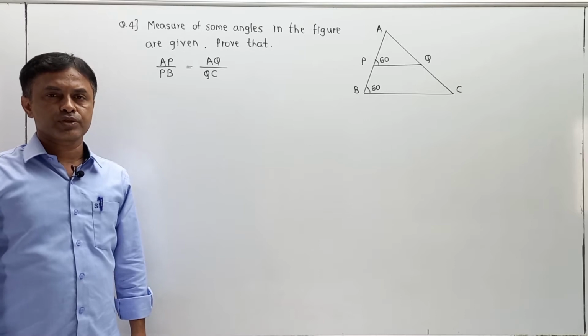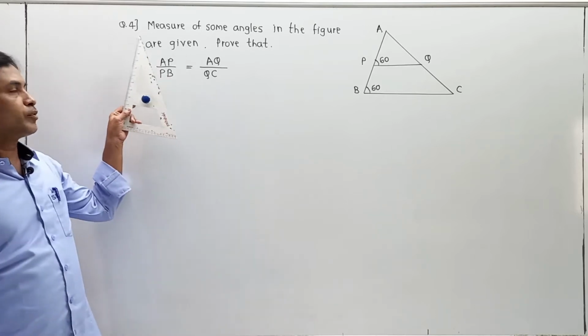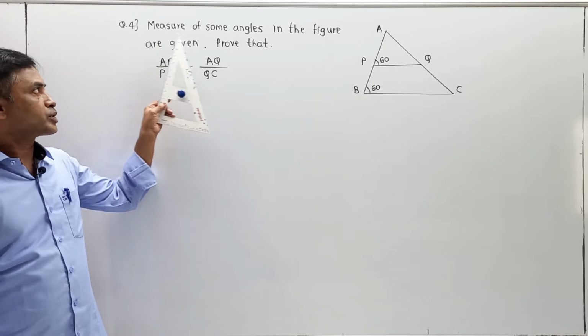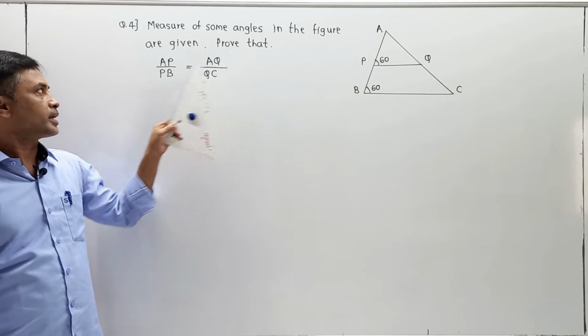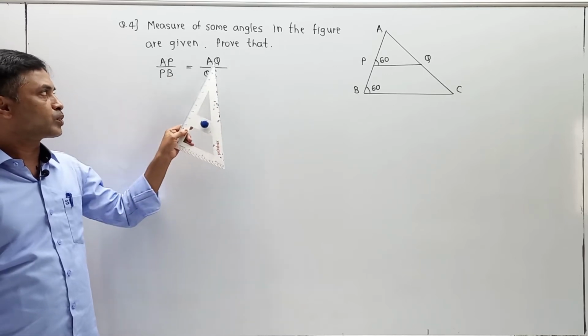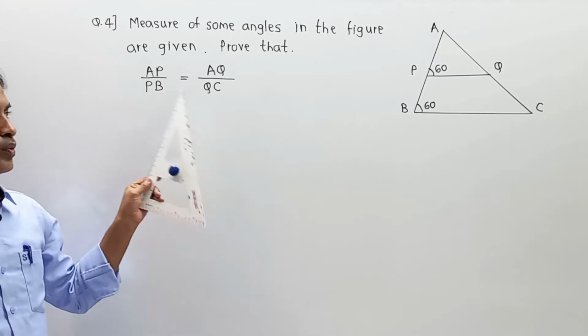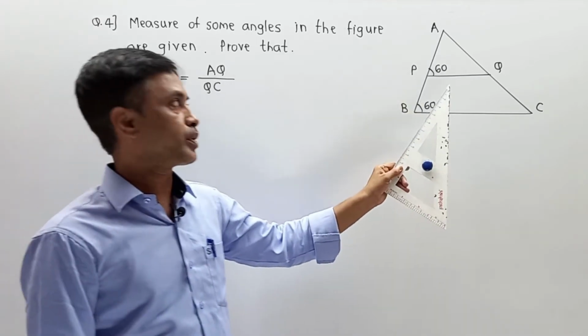Now student, observe the next numerical, and the part is question number 4. The question is, measures of some angles in the figure are given. Prove that AP upon PB is equal to AQ upon QC. Now we are going to read the same question from the diagram point of view.